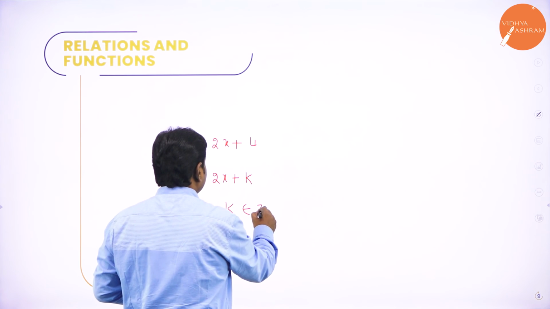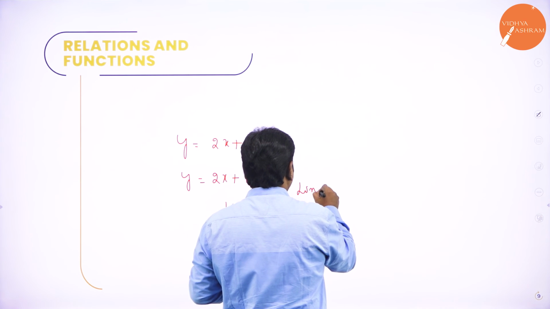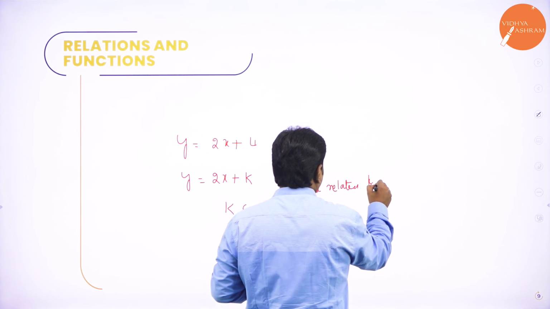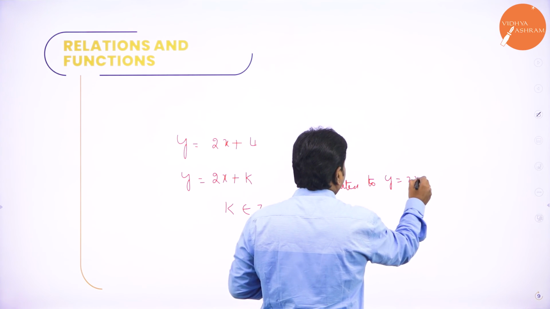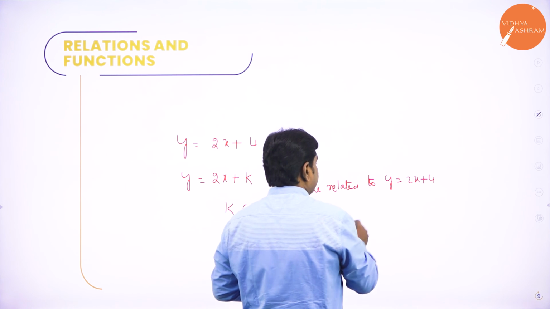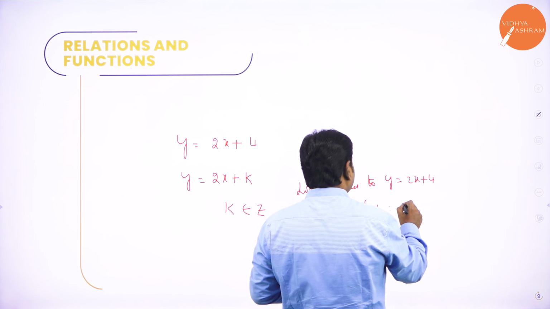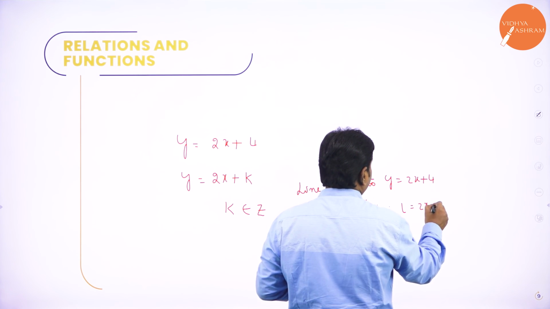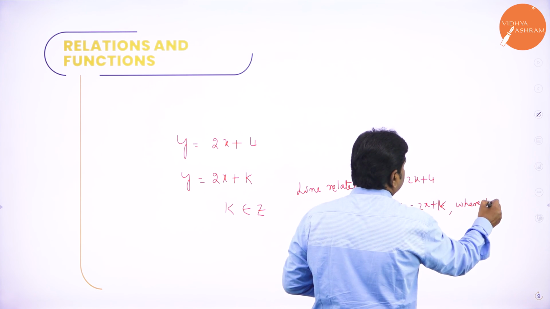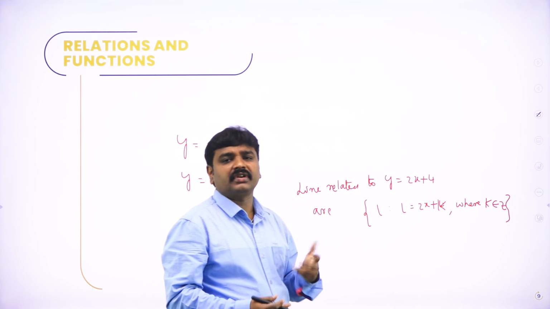Therefore, lines related to y is equal to 2x plus 4 are the set containing L such that L will be in the form 2x plus k, where k is what? Integer, where k belongs to integers. So these are the lines which are related to the given line.